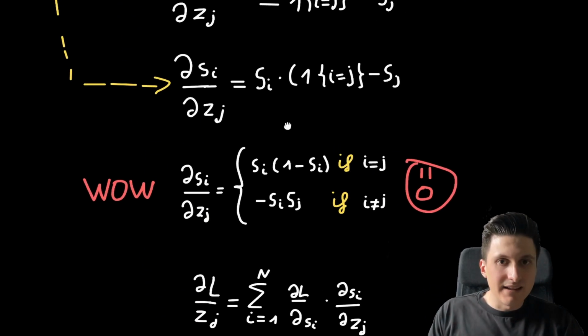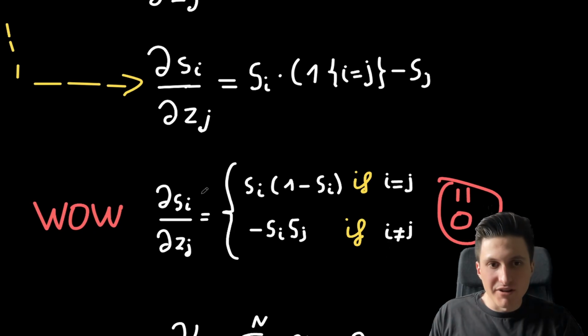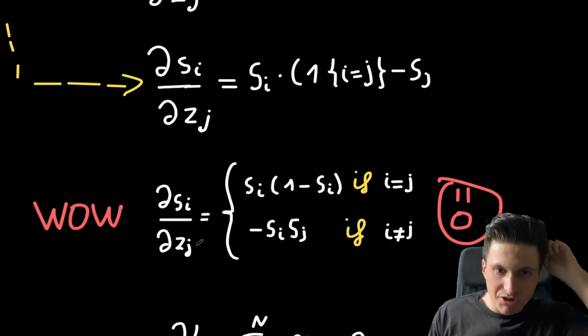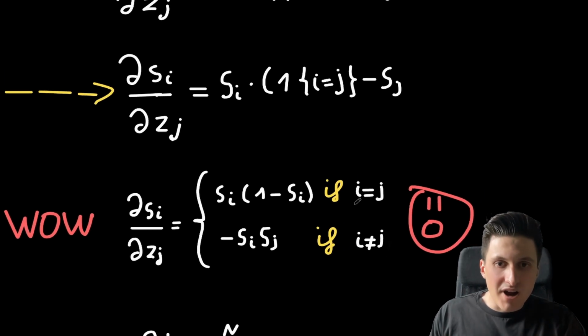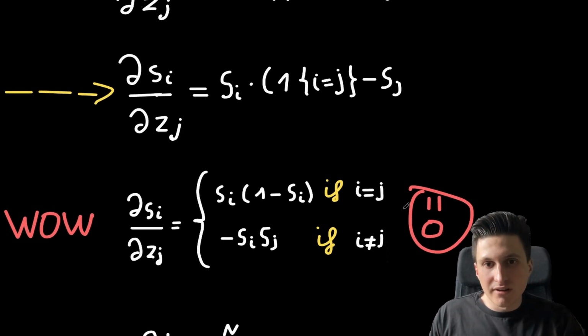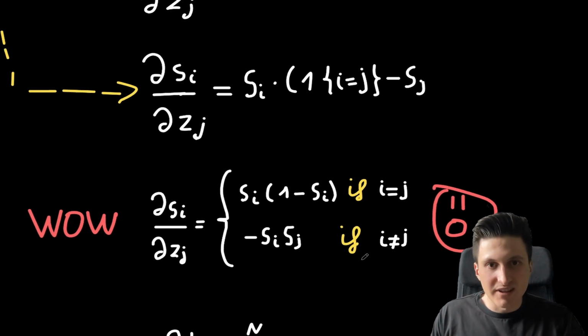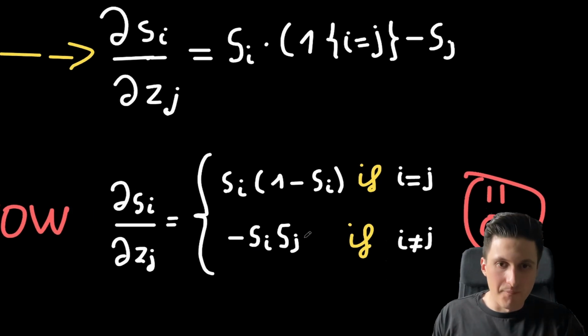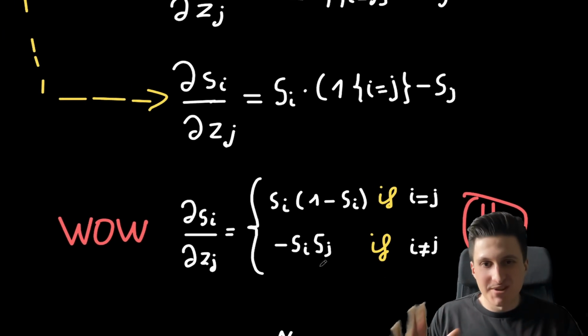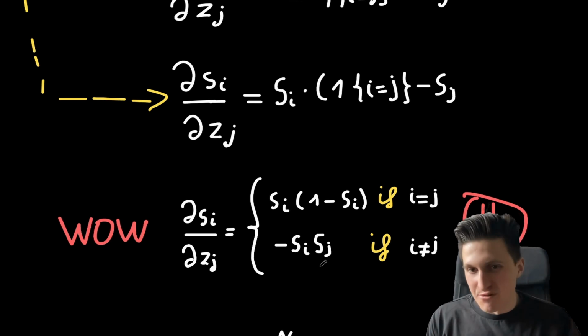And this can be written very simply: for the derivative of Si with respect to Zj, if I is equal to j, this becomes 1. So this is the formula. And if I is not equal to j, this becomes 0. This becomes the formula, which is much simpler than anything I could have derived myself.